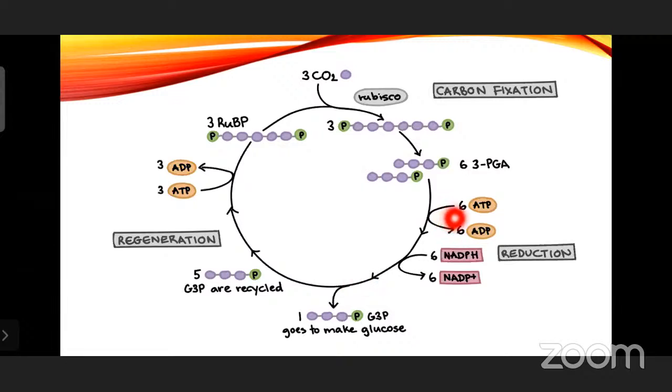Glyceraldehyde. From acid it is becoming aldehyde. Remember, in reduction, from phosphoglyceric acid it is becoming phosphoglyceraldehyde. Now the energy from ATP and NADPH is also transferred to this. Now this is having energy and here 6 molecules are there. But from 6 molecules, as you can see, the down arrow indicates 1 glyceraldehyde 3-phosphate goes to make glucose. The remaining 5 glyceraldehyde 3-phosphate are recycled.